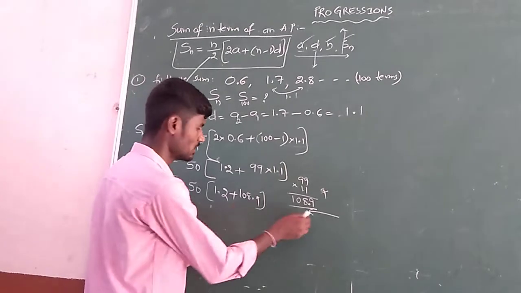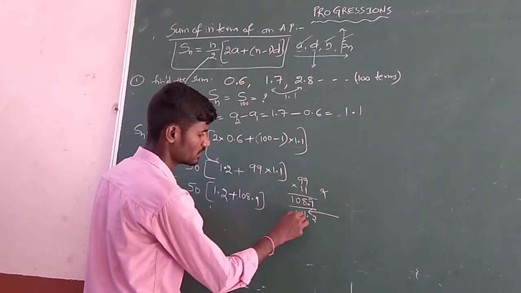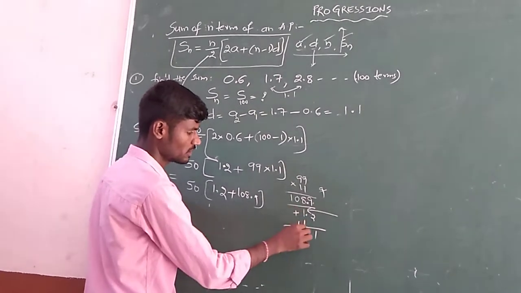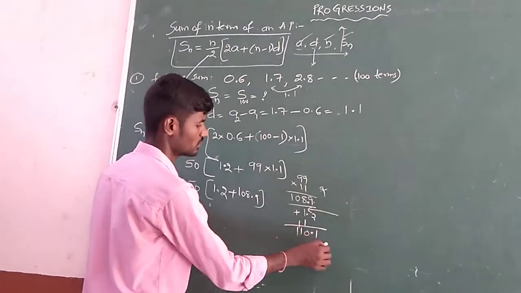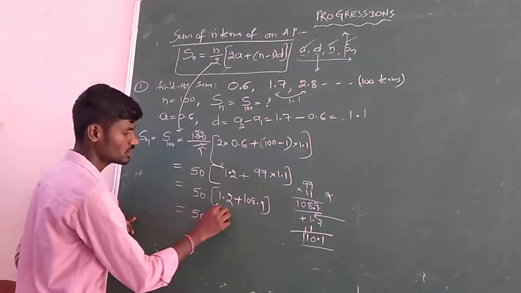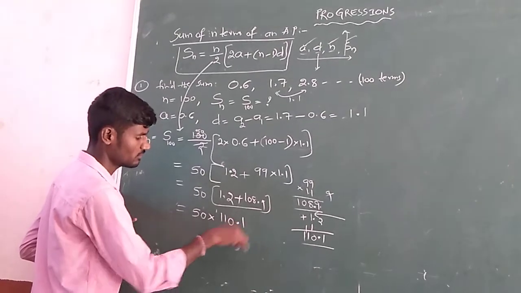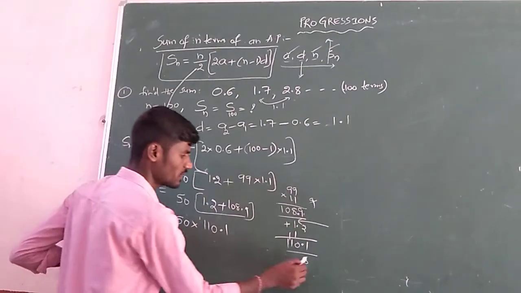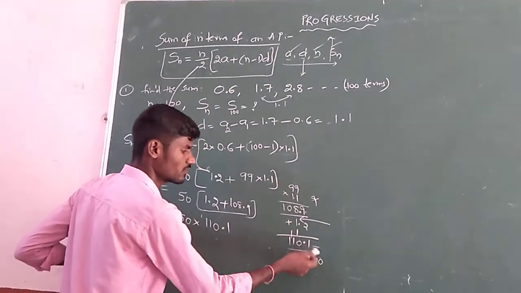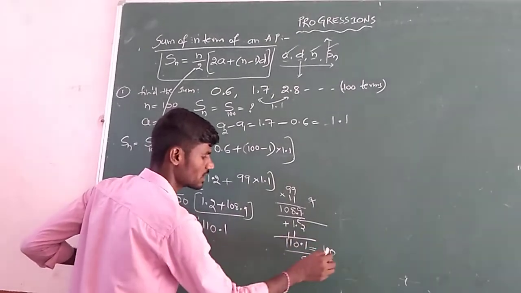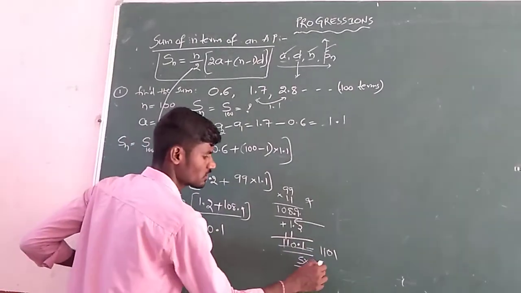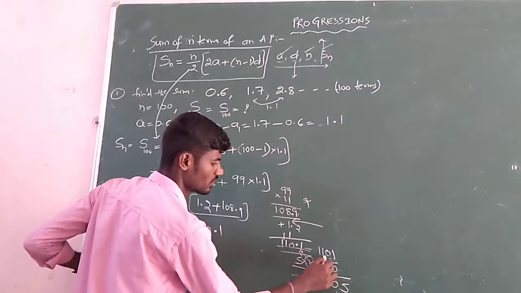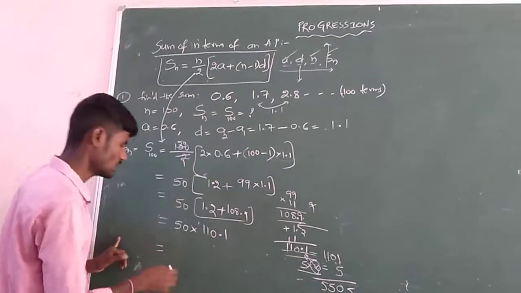Next, again plus 1.2. 9 plus 2 is 11, write 1 and carry 1. 8 plus 1 is 9. 9 plus 1 is 10. 0 plus 1 is 1. So what will we get? The total result is 110.1. Again multiply it by 50. Because of 50, that is 5 into 10, the decimal point is shifted towards the right, so it becomes 1101 into 5. 5 times 1 is 5, 5 times 0 is 0, 5 times 1 is 5, 5 times 1 is 5. So what are you getting?